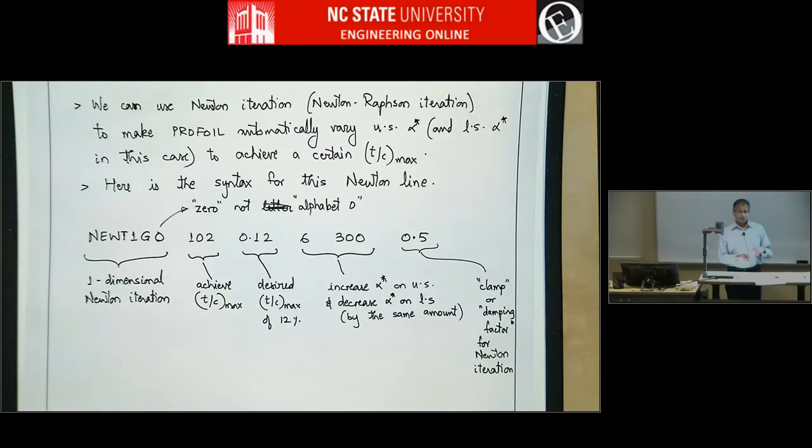So as far as your projects are concerned, we'll go into some more details on all these Newton iterations, and I'll give you more info on the syntax. But a lot of these lines will already be there in the sample files I give you. So you just have to go and change those numbers. And as long as you understand what those numbers are, it should be straightforward.